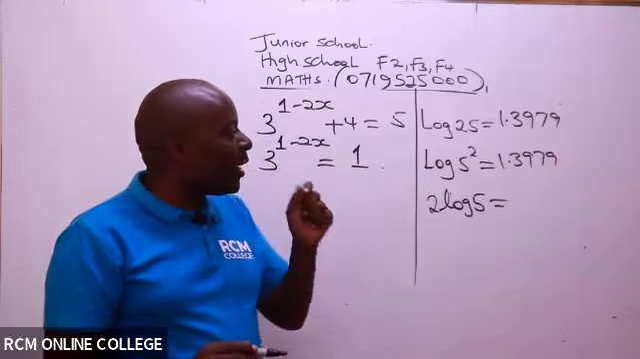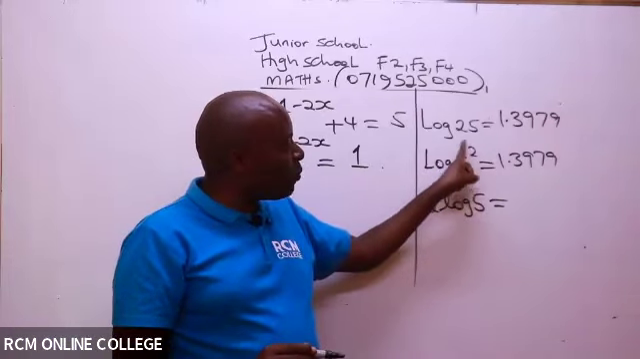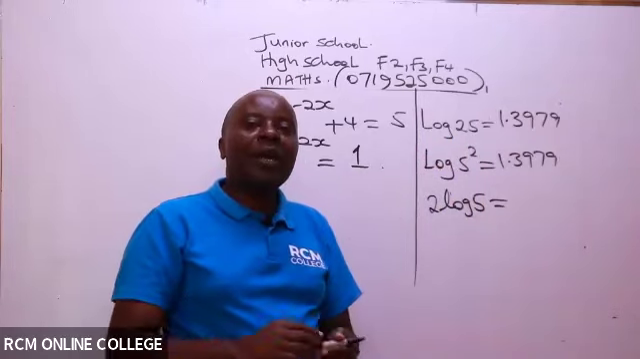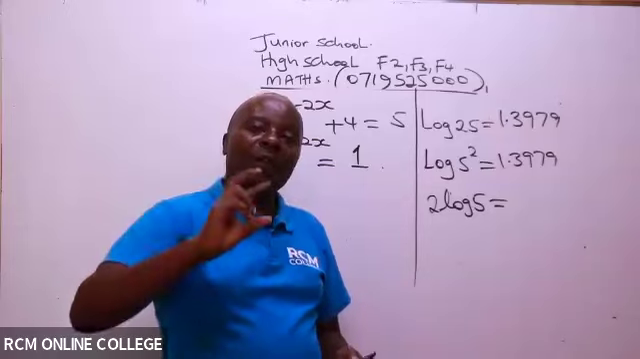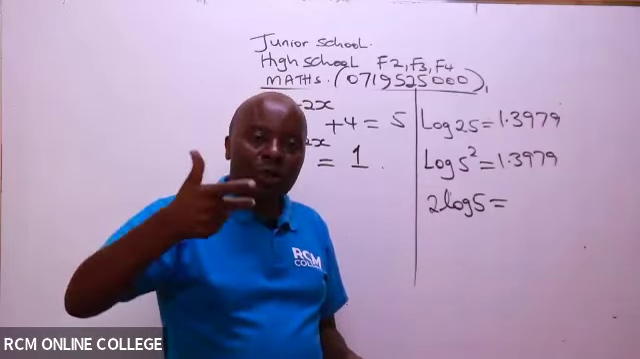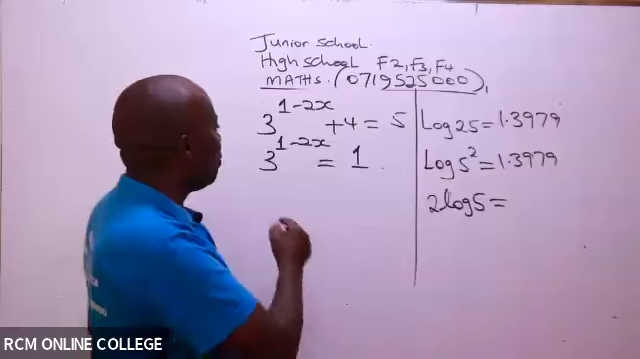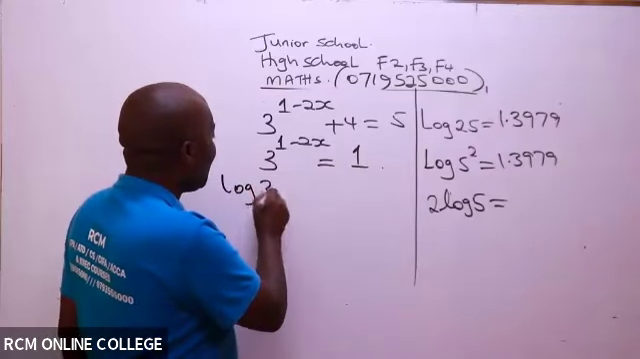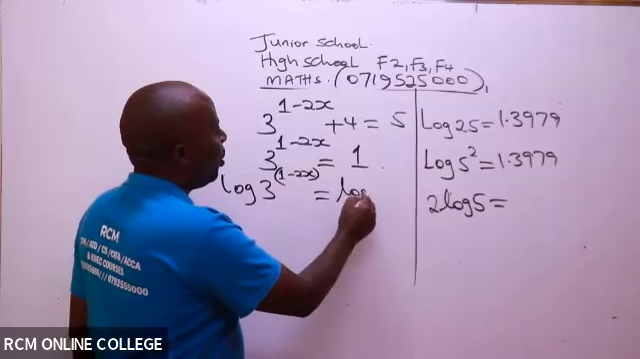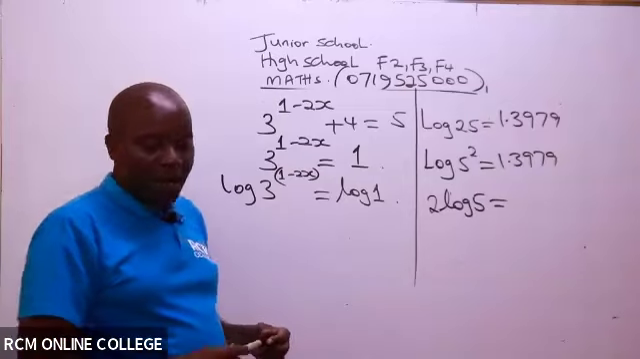So what are we learning here? That the moment we introduce logarithm, you can easily drop the power and yet get the same answers. So whenever you are evaluating exponents that we can't make the same basis, what we shall do is to introduce logarithms. So come and introduce logarithms here. So you say logarithm of 3 raised to 1 minus 2x equals logarithm 1.